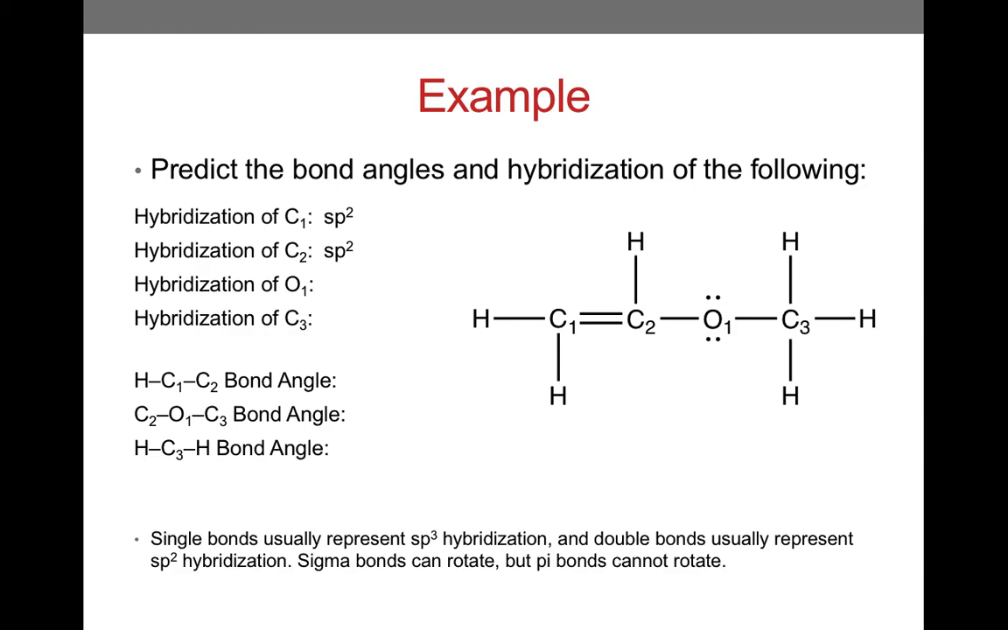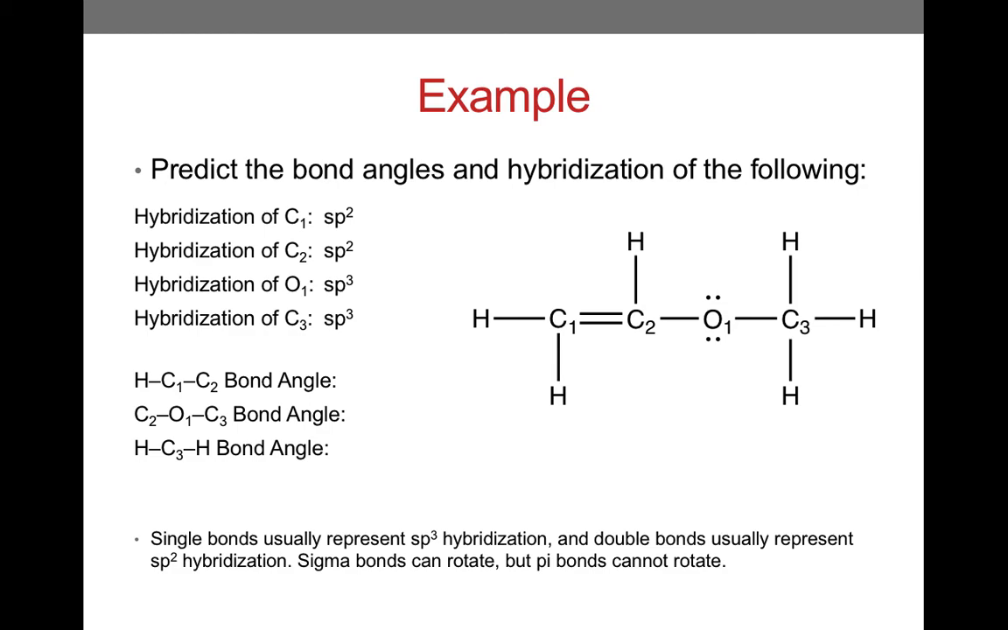Now on to oxygen-1. Remember that structural units include bonds and lone pairs of electrons. Oxygen 1 here has 4 structural units, so it is sp3 hybridized. What about carbon 3? 4 structural units indicates sp3 hybridization.